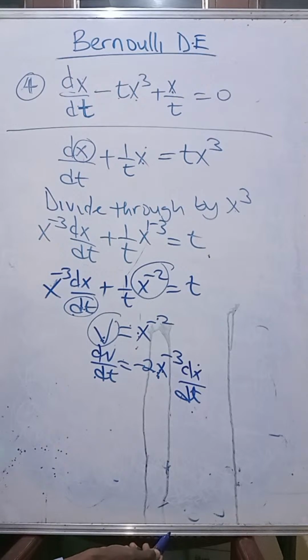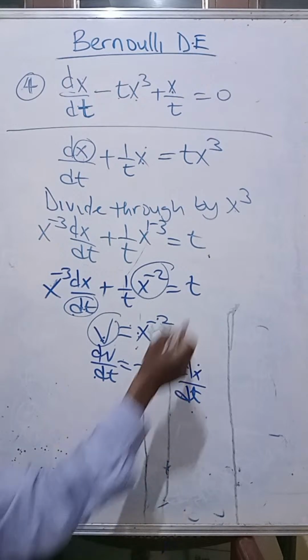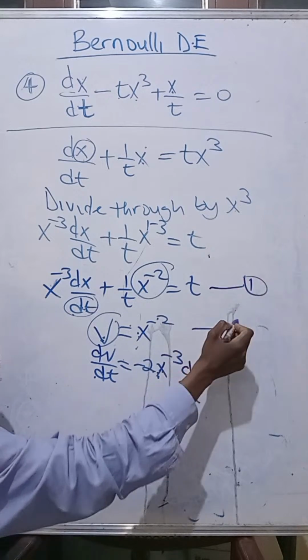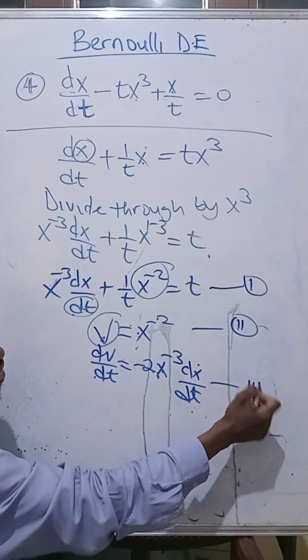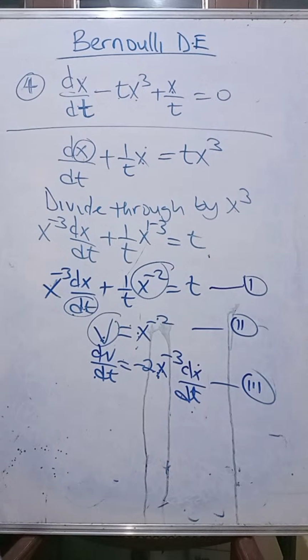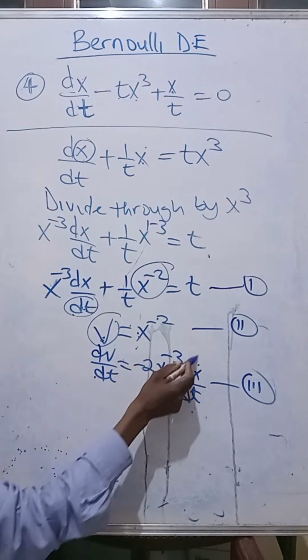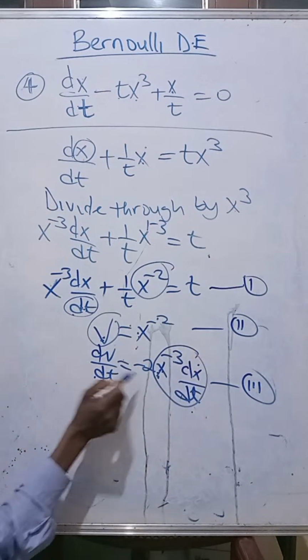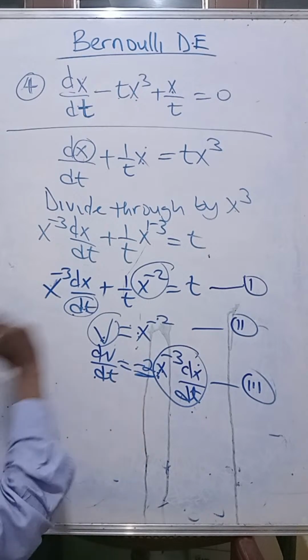So this is what we have now. Can we call this one equation 1? Can we call this one equation 2? Call this one equation 3. Okay. So what we are going to do here, you can see this one is there, but there's a difference there of minus 2. So multiply equation 1 by minus 2.